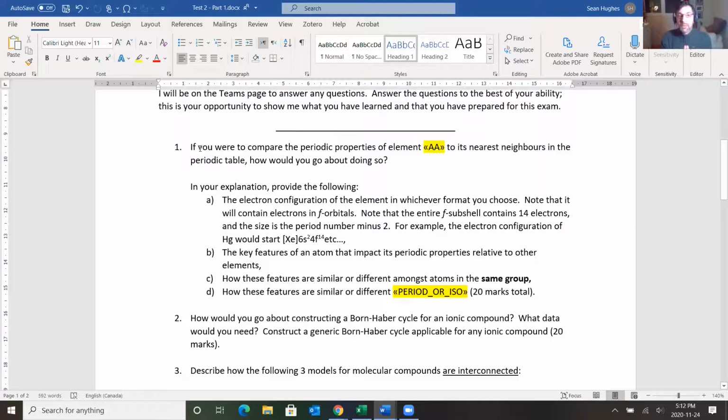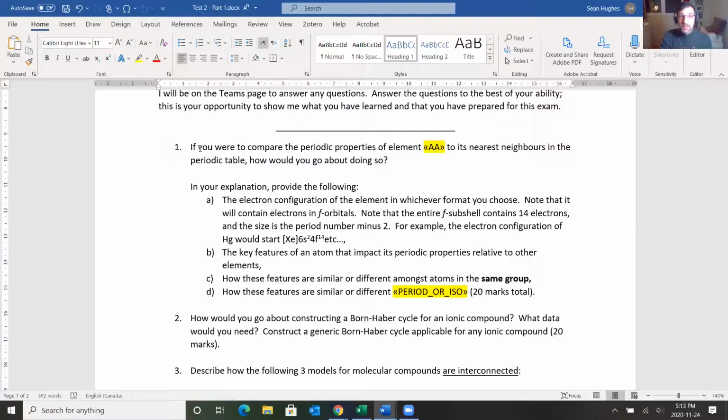If you were to compare the periodic properties of element AA, so this was the first variation, right? They would get some random element number, something that was radioactive. So something that you're not going to find information on readily on the internet. This was all theoretical, right? To its nearest neighbors in the periodic table, how would you go about doing so? So I give them something that was in the F block, on the radioactive side of things.